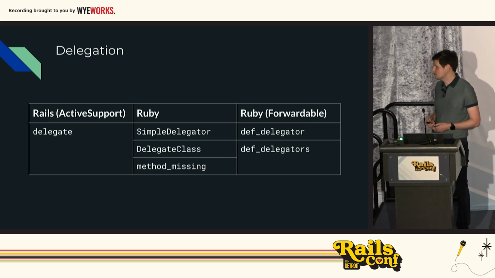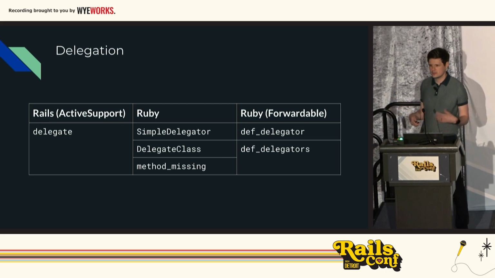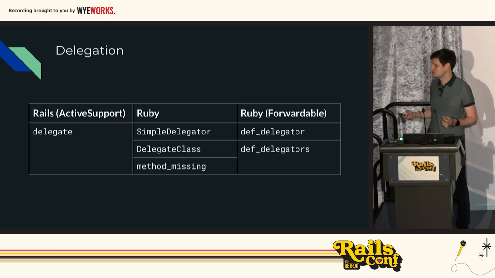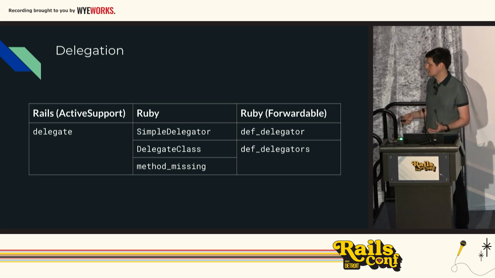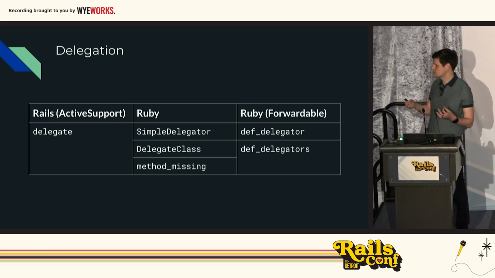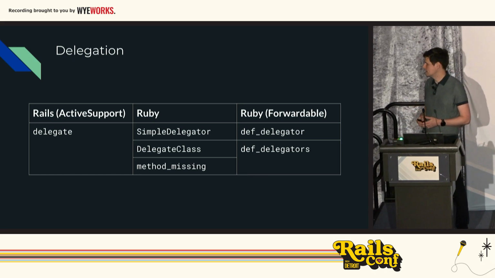On the Ruby side, we have these 5 others: SimpleDelegator, DelegateClass. You can use method_missing as a way to delegate, even though that's not necessarily the full intent of it. And then there's also the Forwardable library in Ruby. So if you're writing a script, you might just have to throw in a require 'forwardable', and then you have def_delegator and def_delegators.